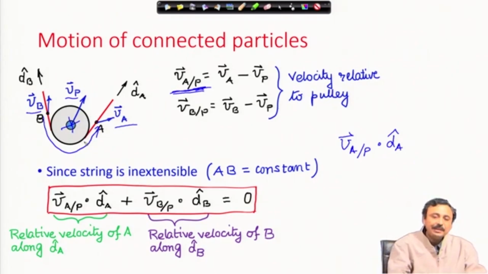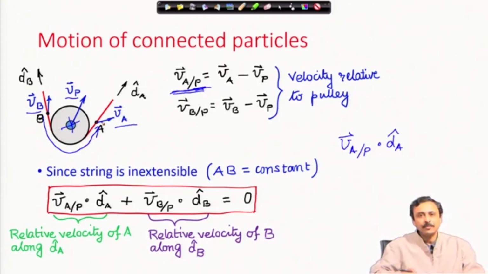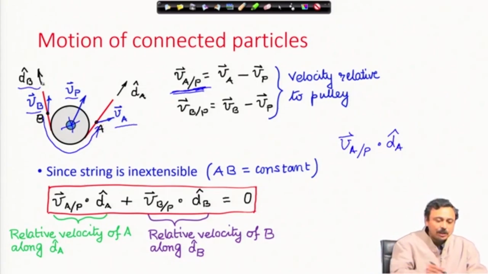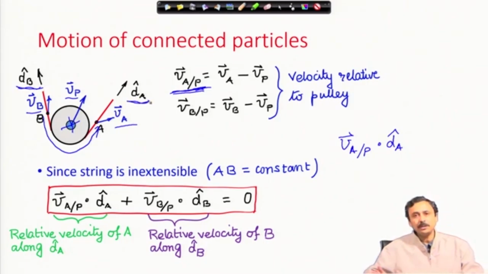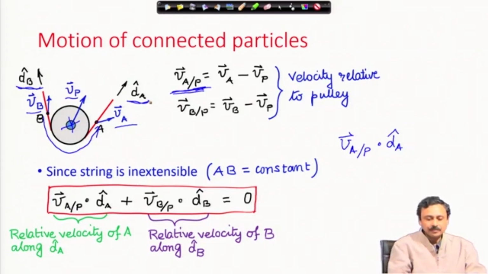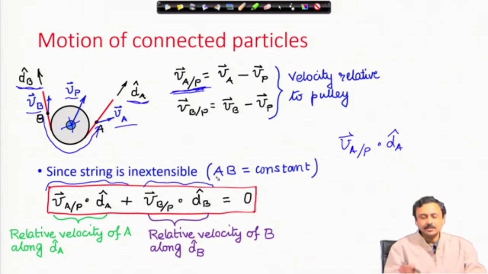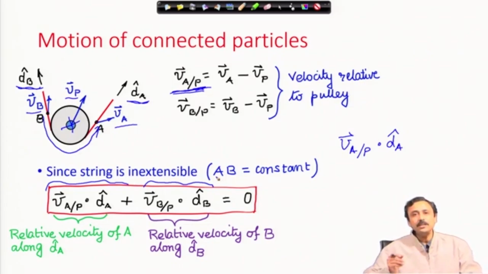Therefore, whatever leaves along A must come back through B. You should notice that dA and dB are both taken away from the pulley. Therefore, this component is the rate at which the string is leaving the pulley along direction dA, and this second term is the rate at which the string is leaving the pulley in direction dB, and they must sum up to 0.